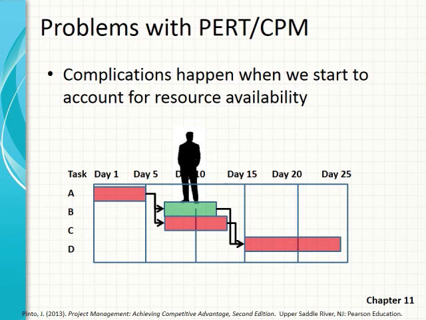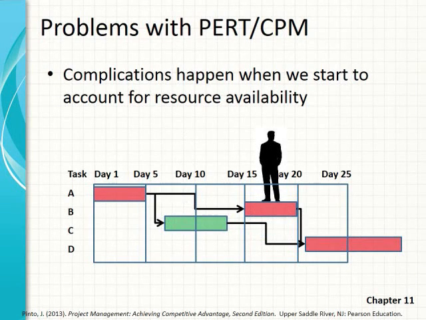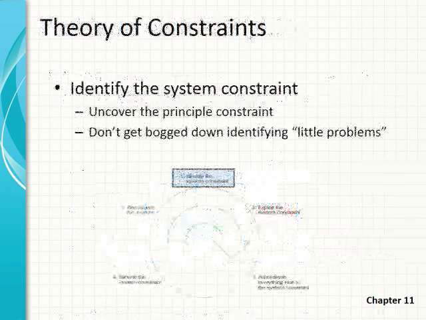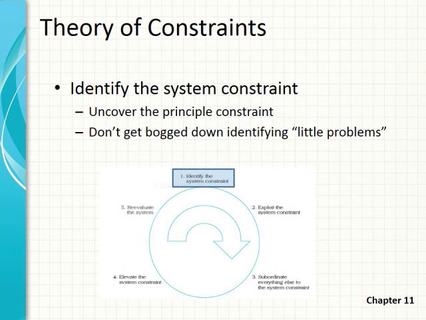What if activities B and C have to be done by this one expert individual? That's right. Even though the logic says that we can do them at the same time, we actually have to do them sequentially because of that resource constraint. So we can't just make our schedules in a vacuum. We have to understand the impact that resources have on our schedules. And that's where in our textbook we turn to this theory of constraints, because resources is just a specific constraint.